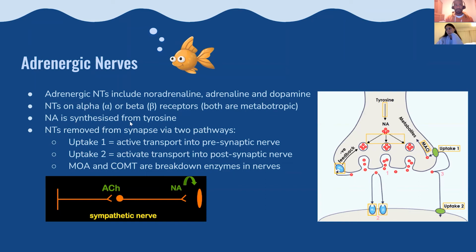Noradrenaline is synthesized from tyrosine, and it is removed from the synapse by two pathways. The first is called uptake 1, which involves the noradrenaline being taken up into the first nerve, or the presynaptic nerve. And the second pathway is uptake 2, where the neurotransmitter is taken into the second nerve, or the postsynaptic nerve. Both these pathways are active, so they require energy. And once in the nerves, we have two enzymes, MAO and COMT, which will break it down.